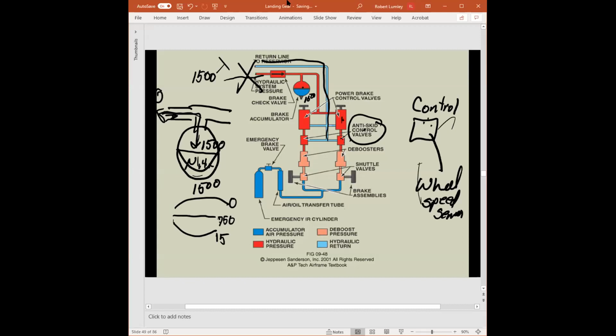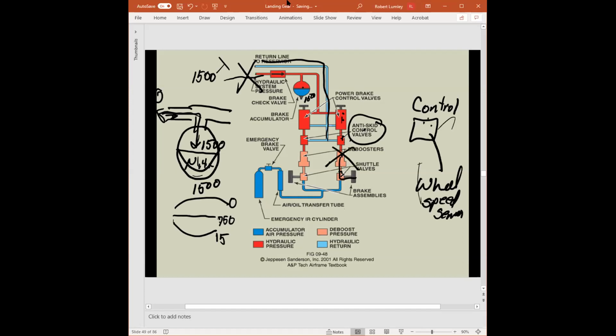Anyways, from the power brake valve, it goes to the anti-skid control valve to what's called the debooster. The debooster does 2 things. It reduces pressure, but increases volume. And I will be talking about the debooster later on. And then it goes to what's called a shuttle valve. If our normal braking system is working, hydraulic fluid then goes through the shuttle valve to the caliper.